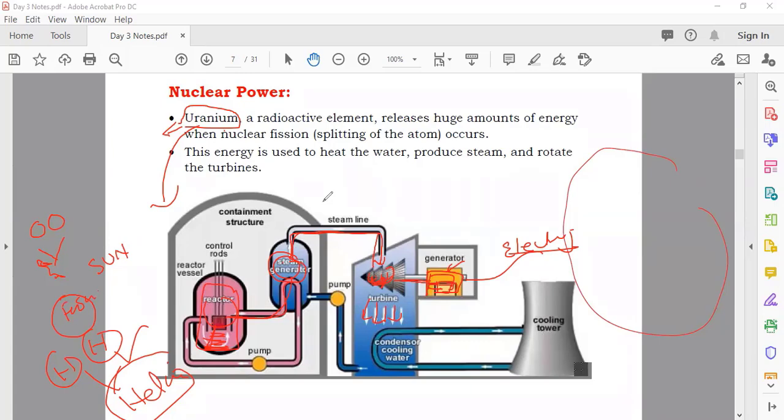Now here in fusion, two small atoms combine together to make a big new atom, or in other words, two small nuclei combine together to make a big nucleus. Hydrogen nucleus is smaller as compared to helium. So two hydrogen combine together to produce a helium nucleus.